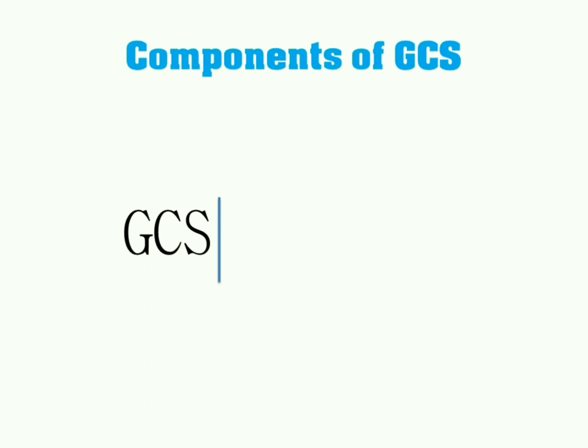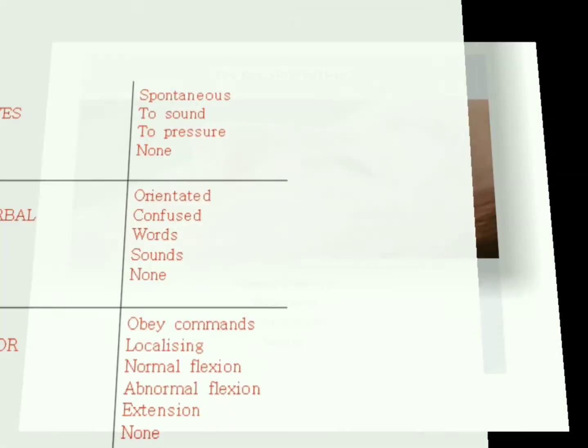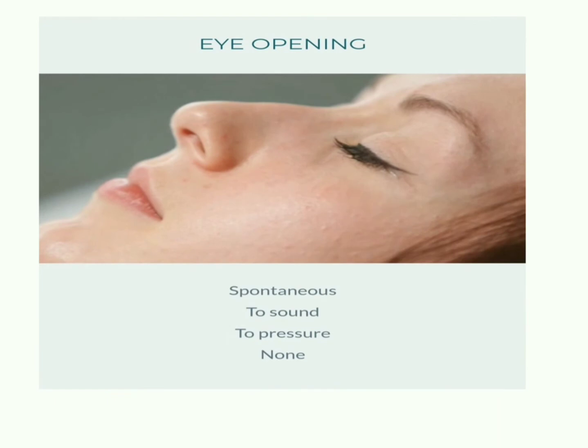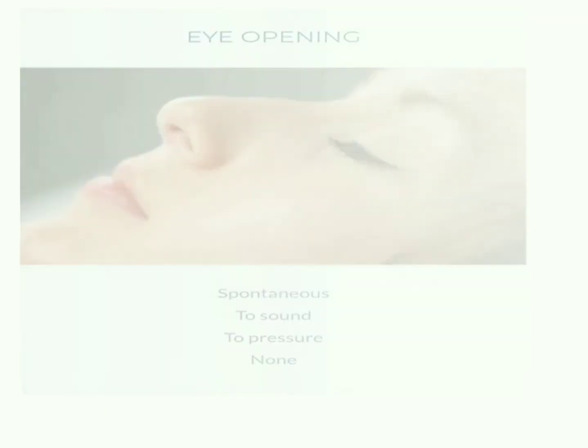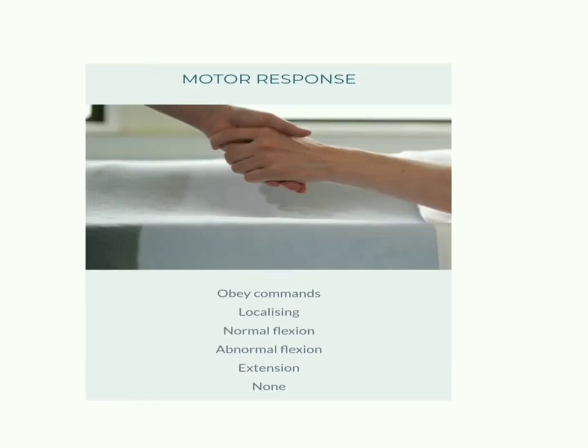Components of GCS. Eyes. Verbal. Motor. There are 4 criteria for eyes, 5 for verbal, 6 for motor score.